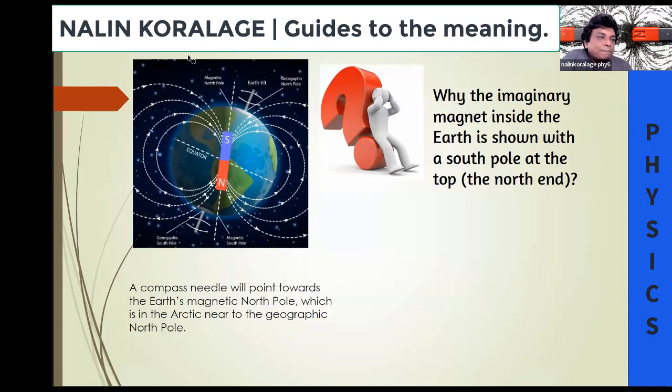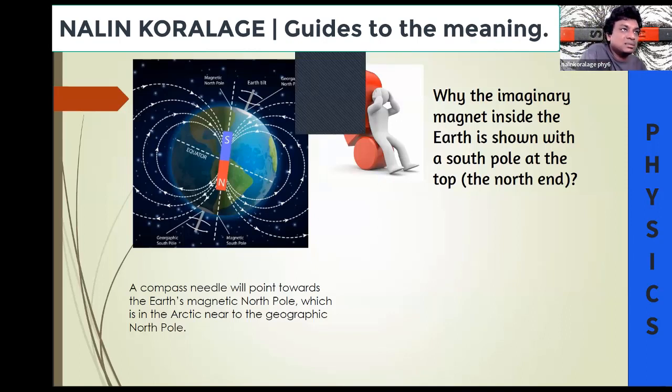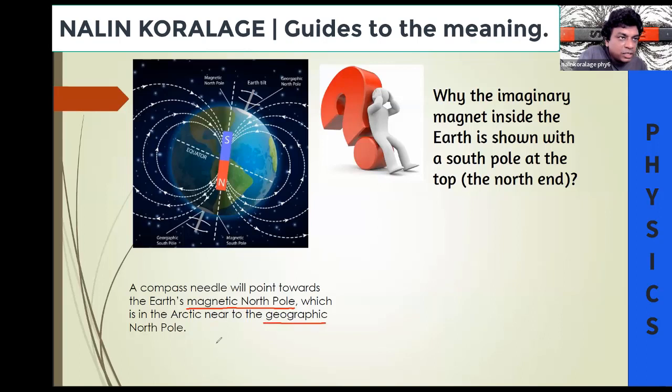Now, there's a small question they're asking regarding the magnetic field of the Earth: why is the imaginary magnet inside the Earth shown with a south pole at the top, which means the North Pole? Now, a compass needle will point towards the Earth's magnetic North Pole, which is in the Arctic, near the geographic North Pole. That's how you have to remember it, and that's the easiest way. So we have the magnetic North Pole and the geographic North Pole on the same side.